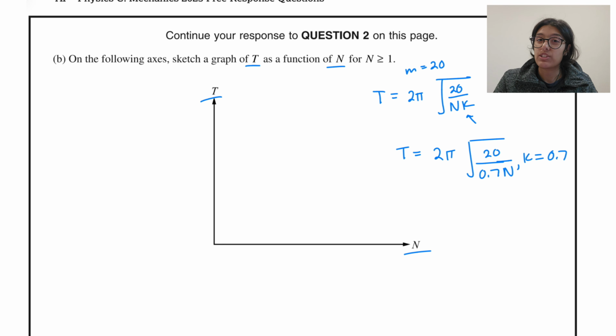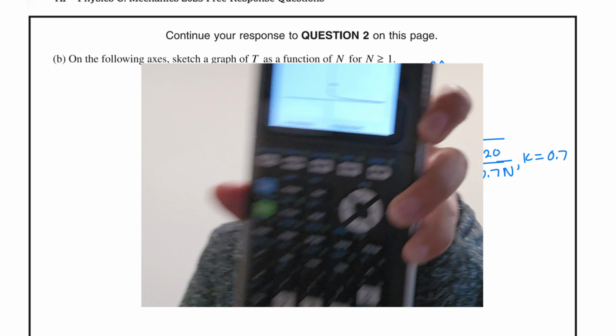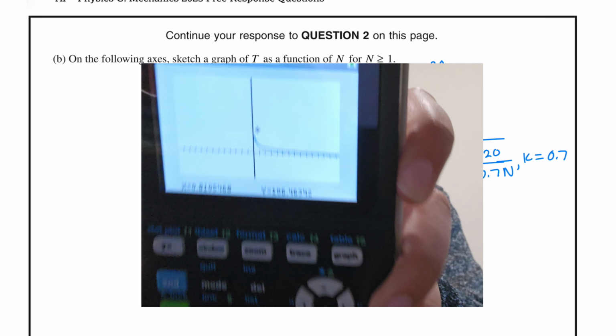And now I'm just going to graph it on my calculator. So as you guys can see over here with the graphing calculator, it has this type of curve. So I'm just going to draw it over here on our graph. So I'm just going to draw something like that, okay? And no need to label anything else. They just want to see the curve, right? So that's pretty much it for part B. Let's move on to part C.